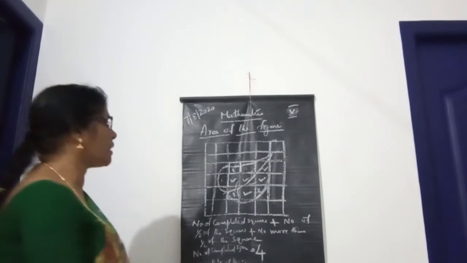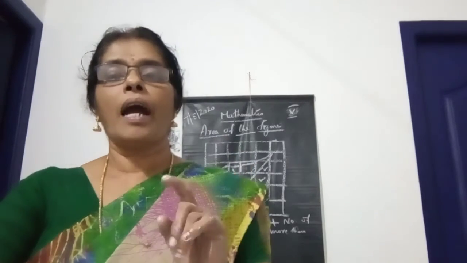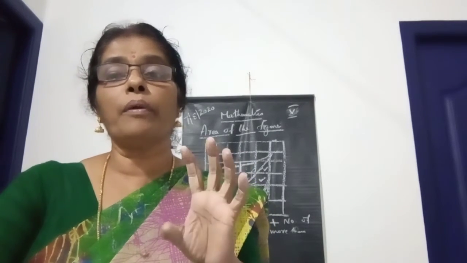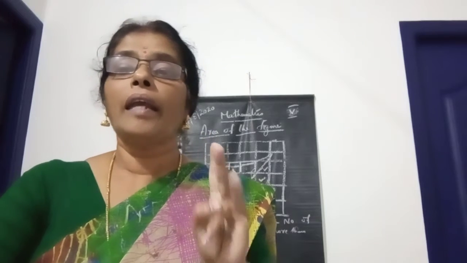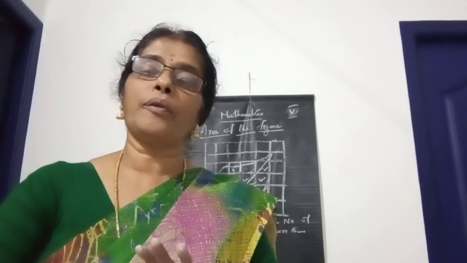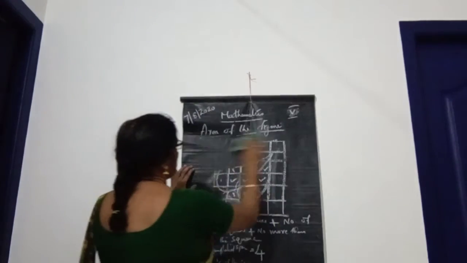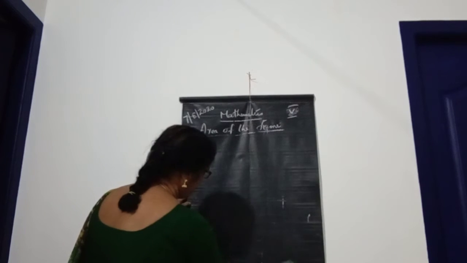Did you understand, children? First you take the number of completed squares, and then add the number of half squares and the number of more than half squares. Each more than half square you can take as 1 square. Okay. Now the next figure, look here.